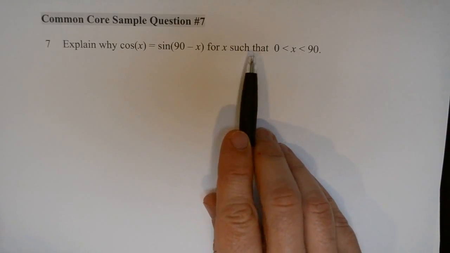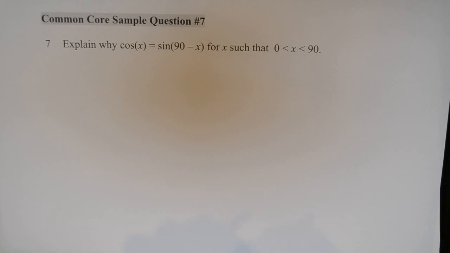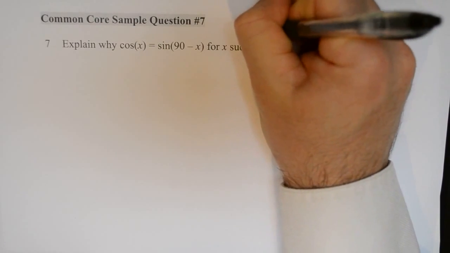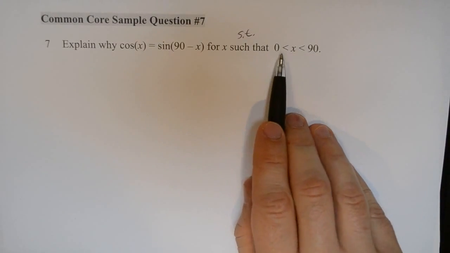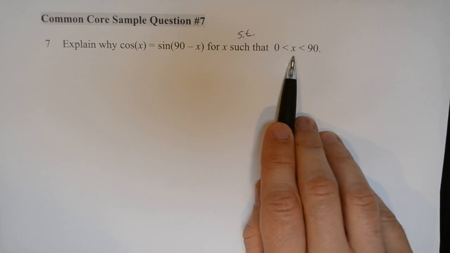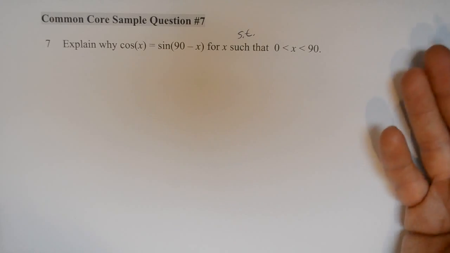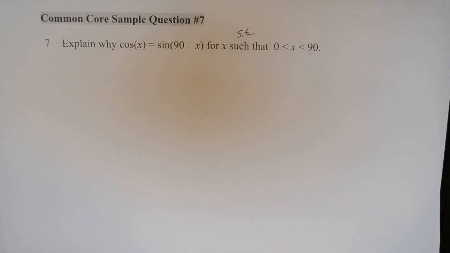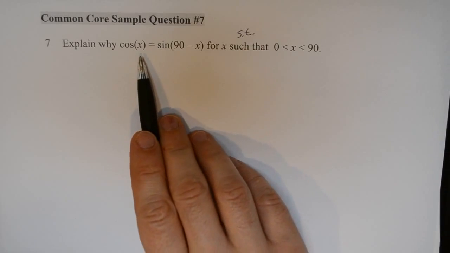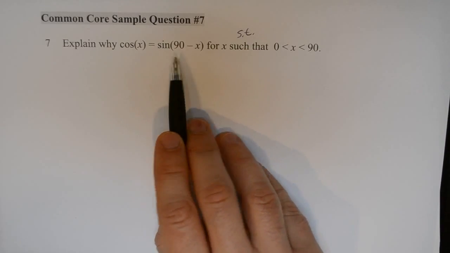For any x such that, remember we just talked about that "such that" in the last question, oftentimes we'll abbreviate that as s.t. in mathematics, 0 is less than x less than 90. In other words, x has to be between 0 and 90, so it's not going to be an obtuse angle, or a right angle for that matter. So wait a second, cosine of x equals sine of 90 minus x.